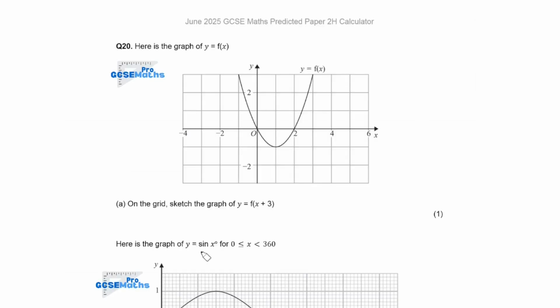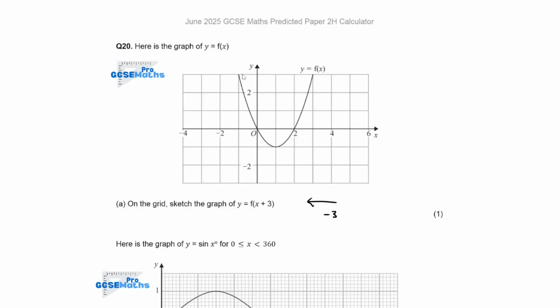Question 20, we've now got some graph transformations. So here is the graph of y equals f of x, you can see. On the grid, sketch the graph of y equals f of x plus 3 in the brackets. So you just have to have memorized what this means. This is a translation on the x-axis, but the x-axis is always the wrong direction, isn't it? So that's actually minus 3. We're going to go 3 to the left.